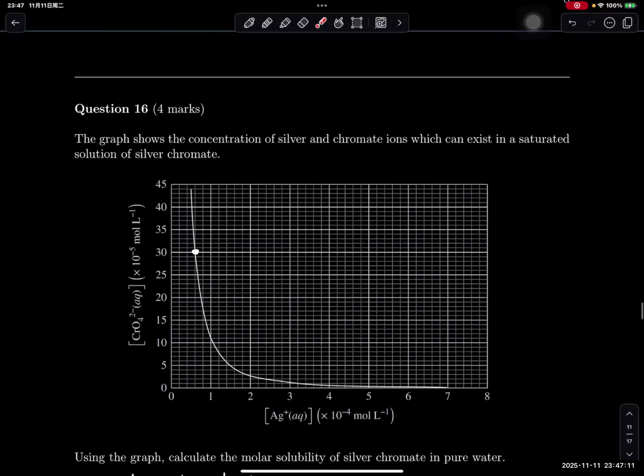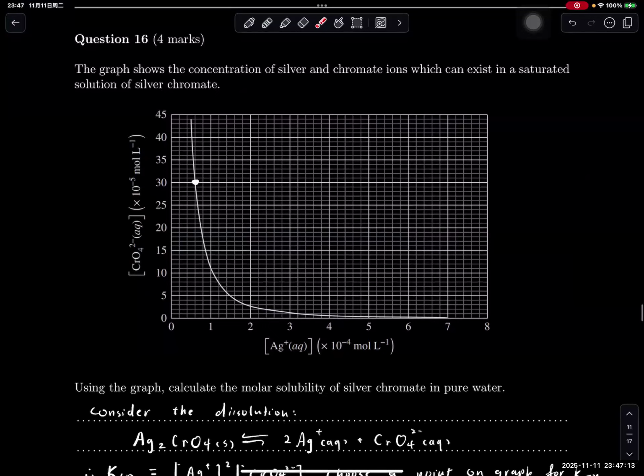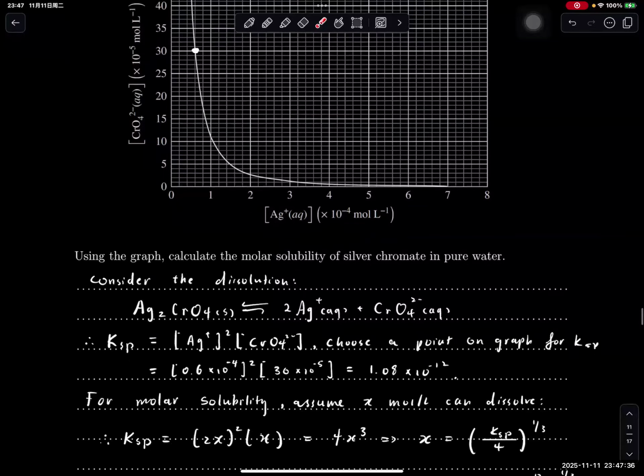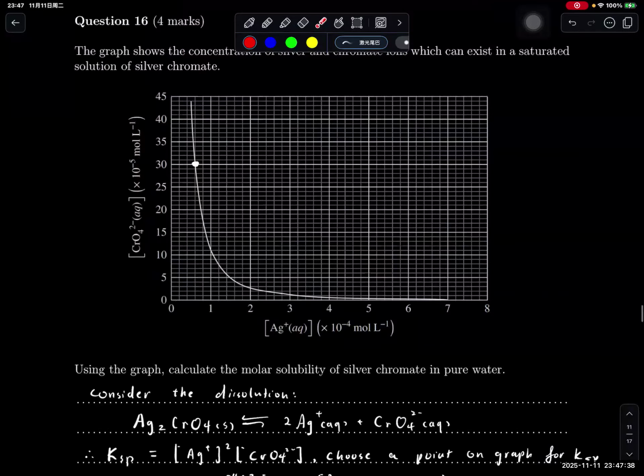Question 16. The graph shows the concentration of silver and chromate ions which can exist in a saturated solution. You get this relationship. It's always nice to figure out a theoretical equation for this curve. Using the graph, calculate the molar solubility of silver chromate. On this line, every point is a different equilibrium position, meaning a different equilibrium concentration of each ion, giving you the same KSP.